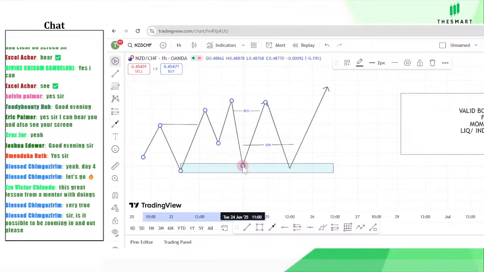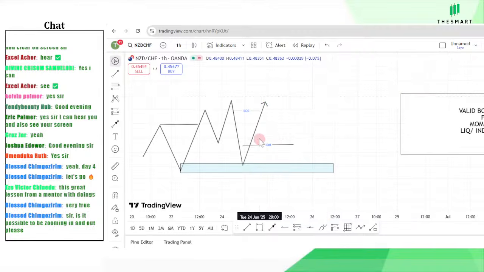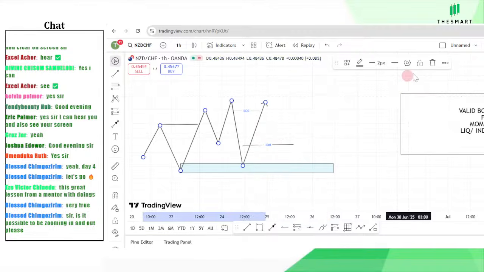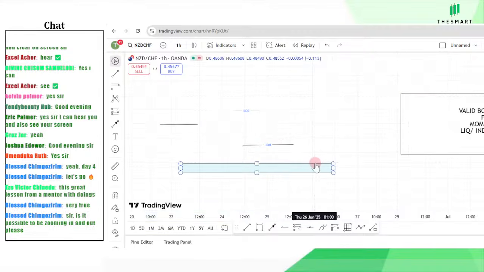So that's basically what we want to see. We want to see a low before the zone we are taking a trade from. Now the same thing also applies to us trading from the upside. It's still the same thing if you're in a bearish market.